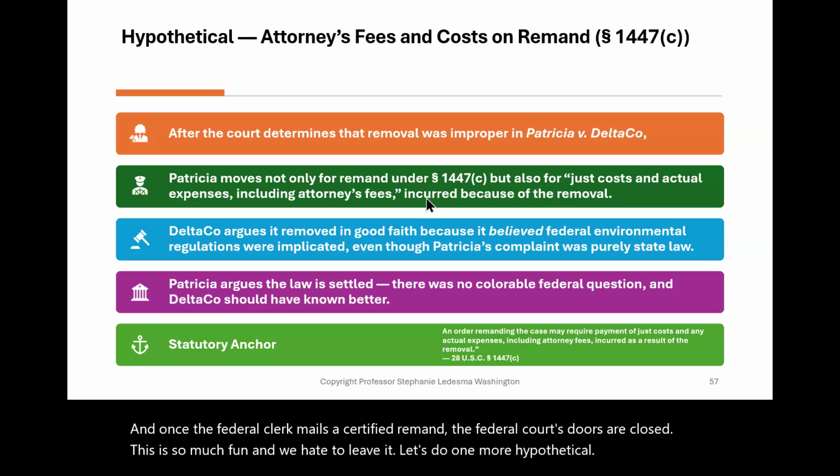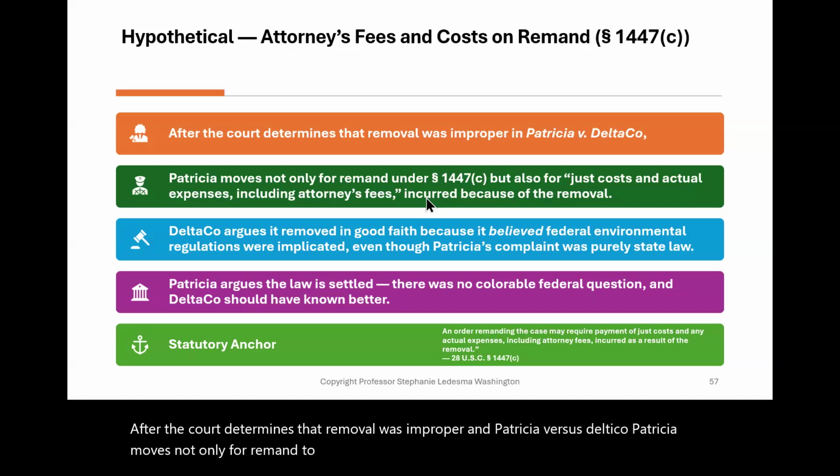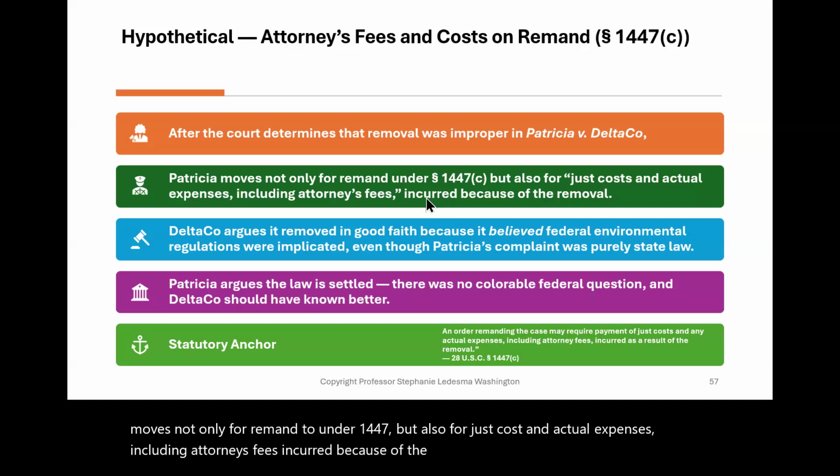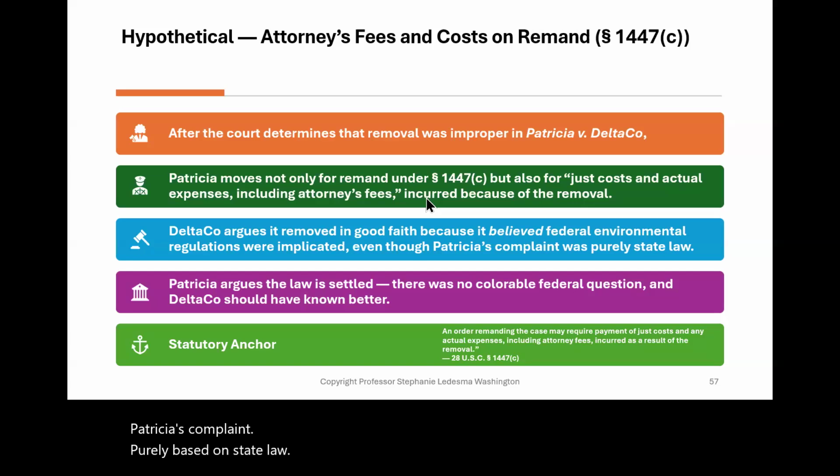After the court determines that removal was improper in Patricia versus Deltaco, Patricia moves not only for remand under 1447, but also for just costs and actual expenses, including attorney's fees incurred because of the removal. Deltaco argues it removed in good faith because it believed federal environmental regulations were implicated, even though Patricia's complaint is purely based on state law.